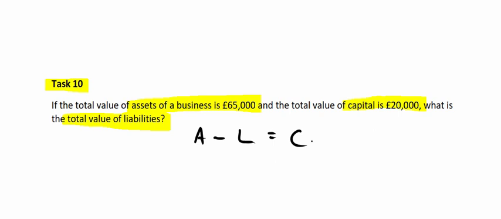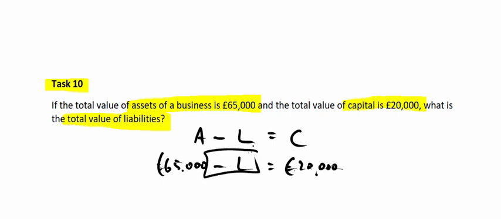Now we know here that the assets is £65,000. The liabilities is what we're looking for, but we're told that the capital equals £20,000. So what would I knock off £65,000 to be left with just £20,000? Well, I think the value of the liabilities here must be £45,000 in total.